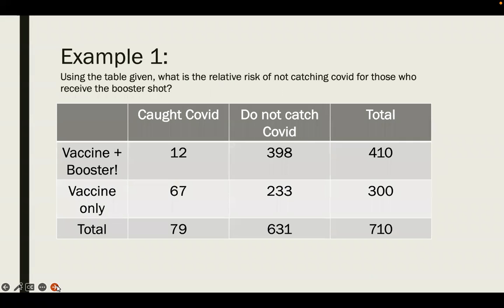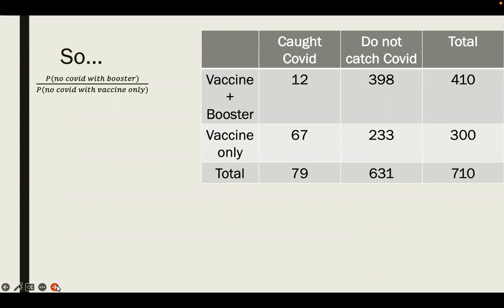All right, let's look at this. Using the table given, what is the relative risk of not catching COVID for those who receive the booster shot? So we're looking at not catching COVID, and we're comparing the vaccine and the booster to the vaccine only, right? Remember, with relative risk, we're comparing two groups. So we are trying to find the probability of no COVID with the booster, because that's what we want to know, right? Did not catch COVID. So no COVID with the booster over the probability of no COVID with the vaccine only.